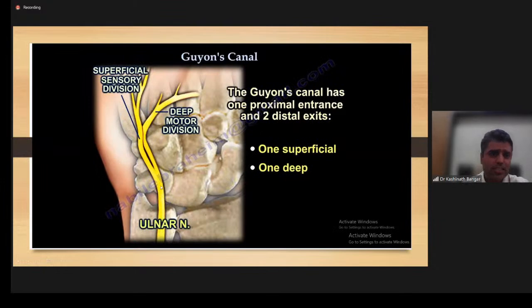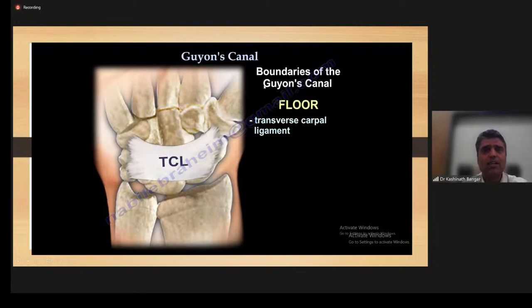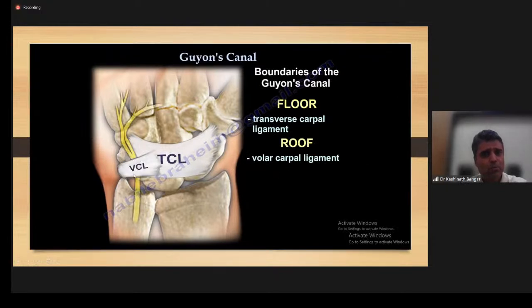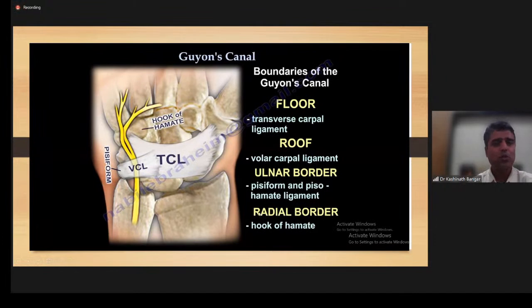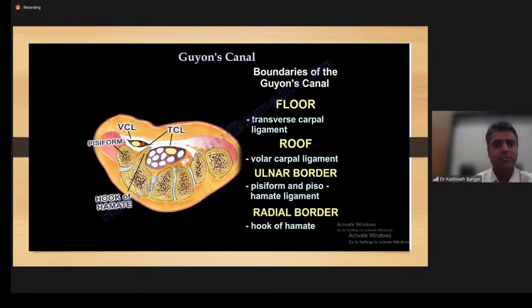See, so what we saw is that Guyon's canal has one proximal entrance and two distal exits. The exits: one, superficial, is the sensory branch; the motor branch is the deep branch. Again, why is this important? We'll see that. What are the boundaries of Guyon's canal? The floor is formed by the transverse carpal ligament. The roof is the volar carpal ligament. We'll again see all these things on the ultrasound. The ulnar border is the pisohamate ligament. The radial border is the hook of the hamate. So you can see the VCL, TCL, and the pisiform.